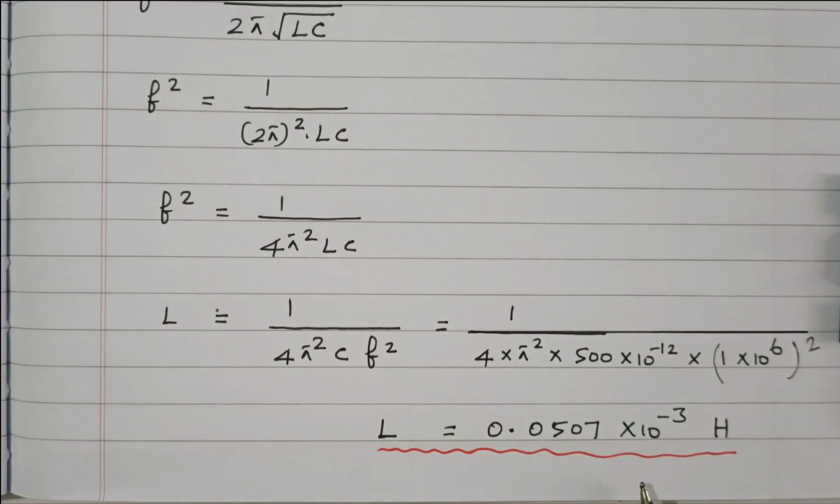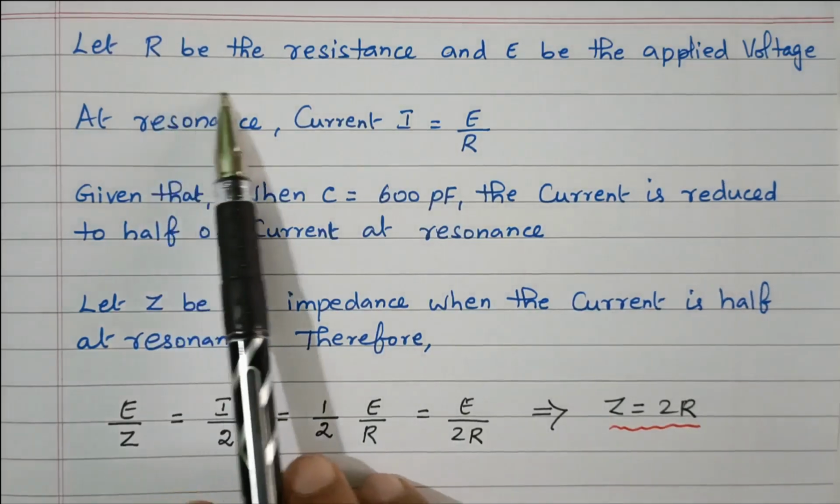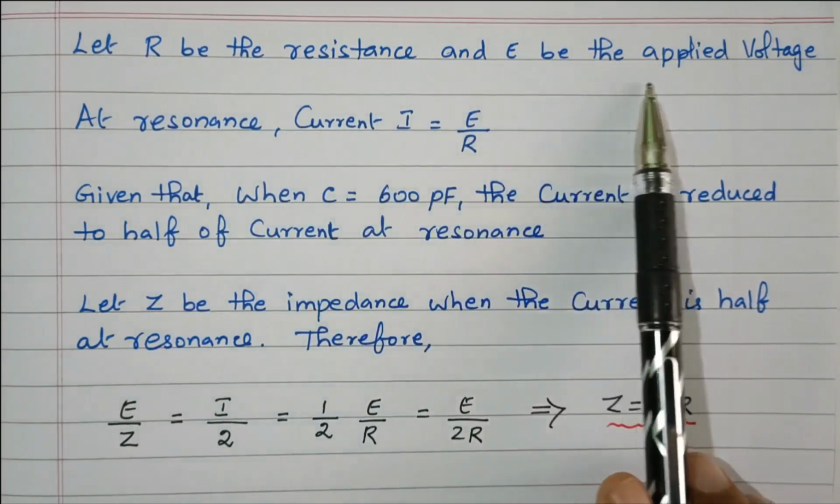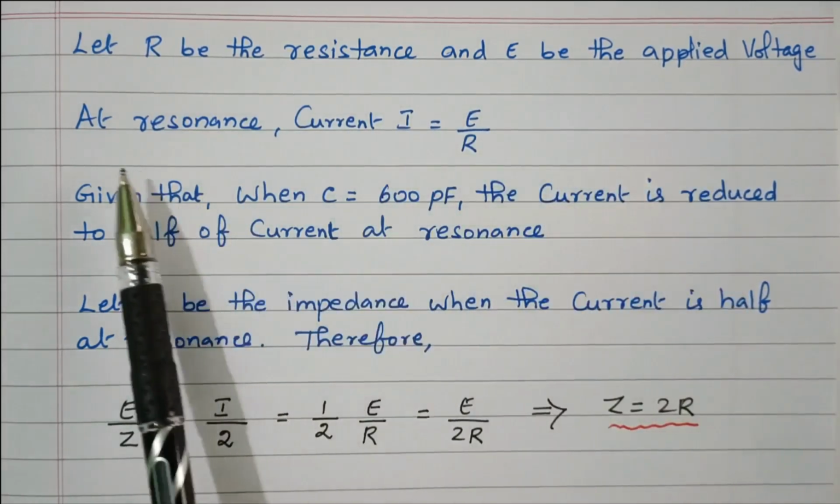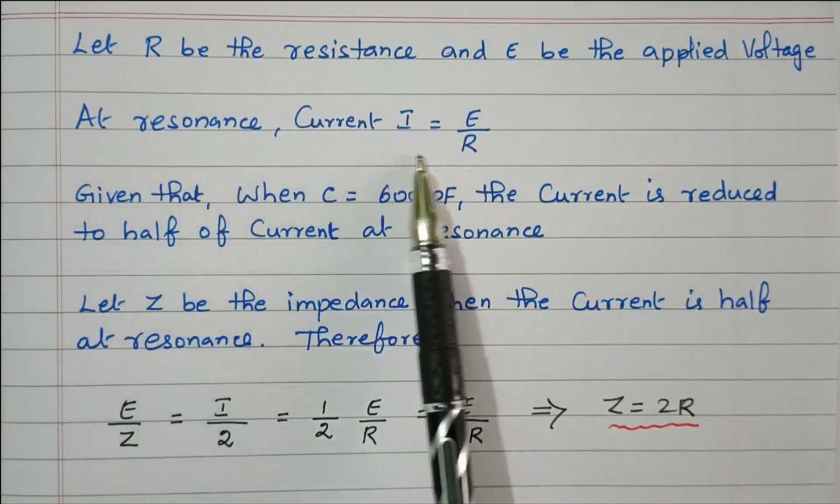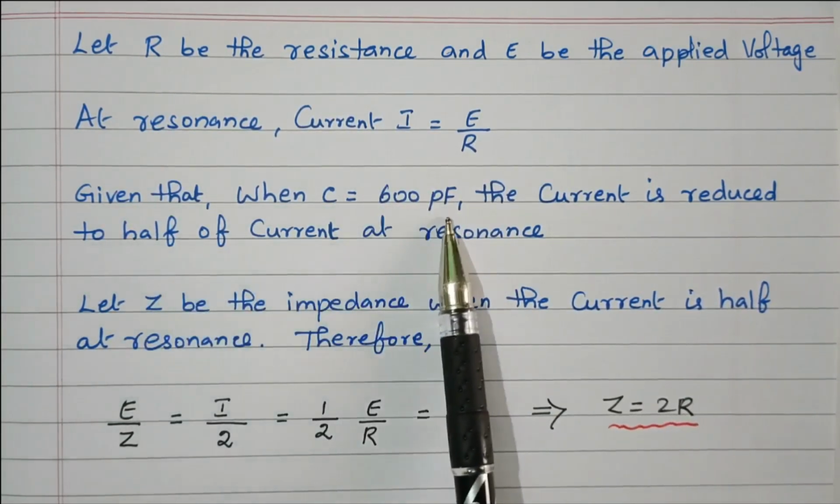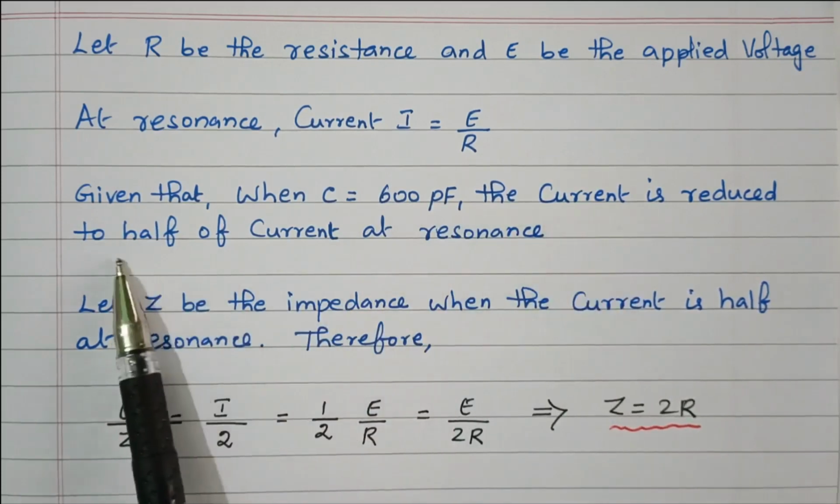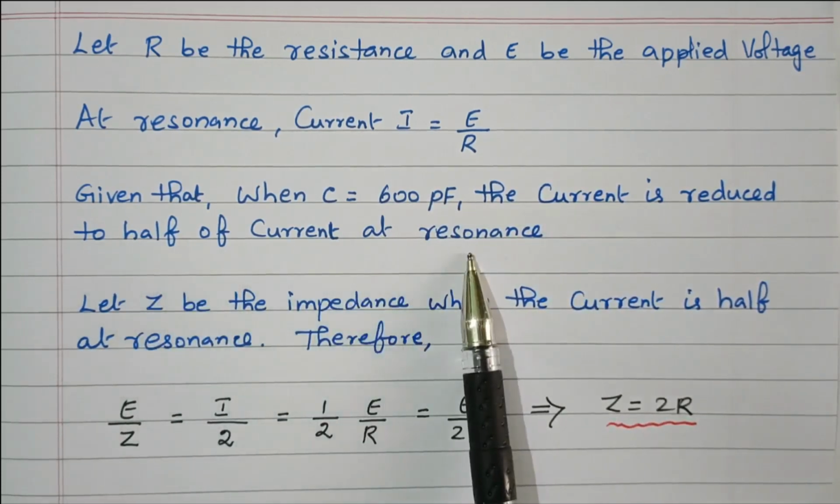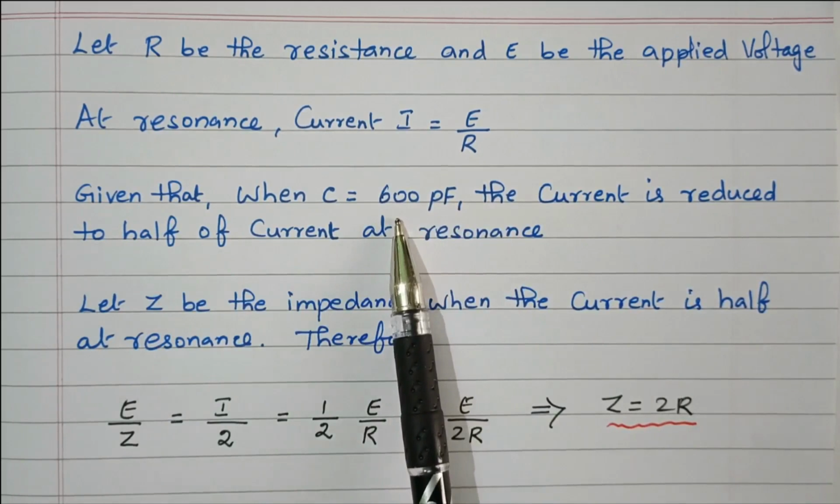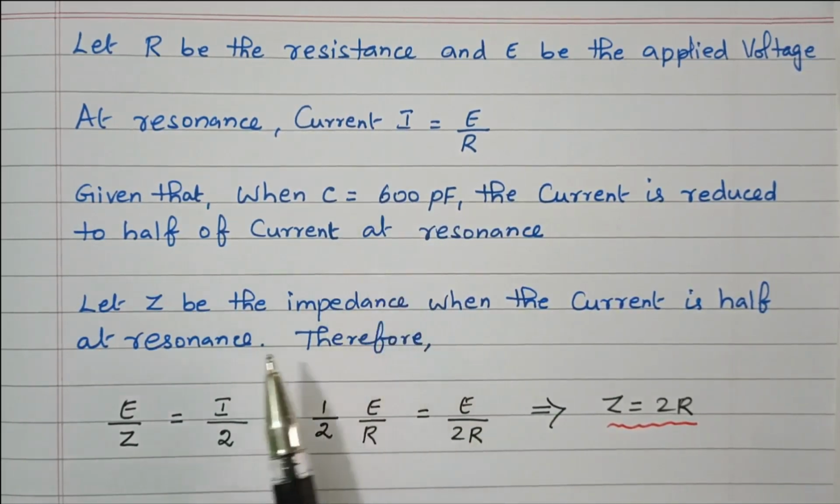Now we'll go for the next parameter. Let R be the resistance and E be the applied voltage for this given circuit. At resonance, current I equals E divided by R. Given that at 600 picofarad the current is reduced to half of the current at resonance. So at 500 picofarad it is at resonance, and when it is 600 picofarad, the current is reduced to half.